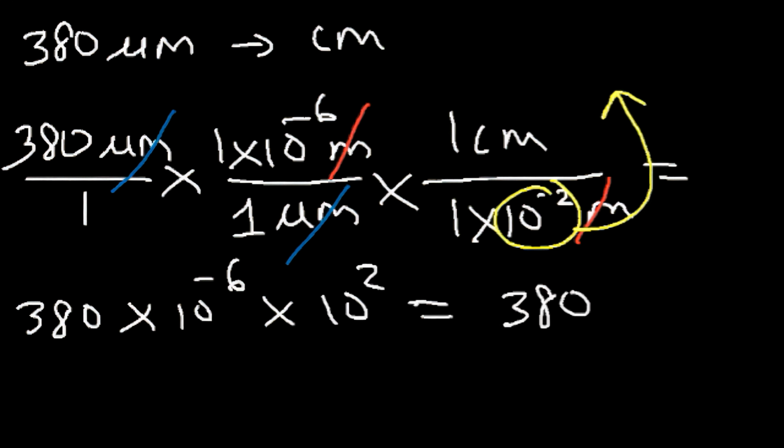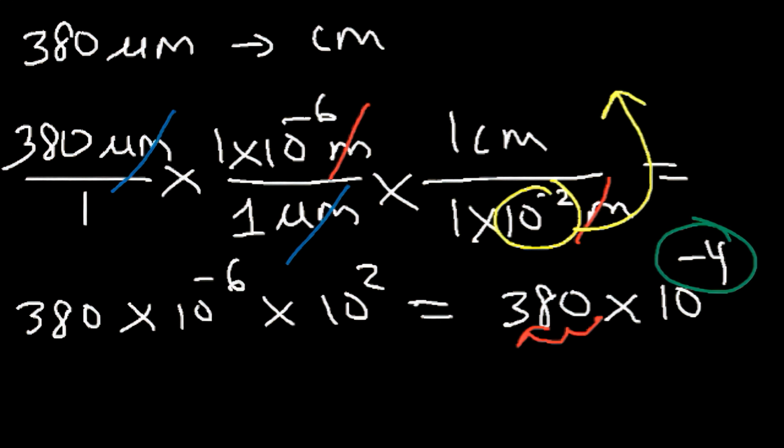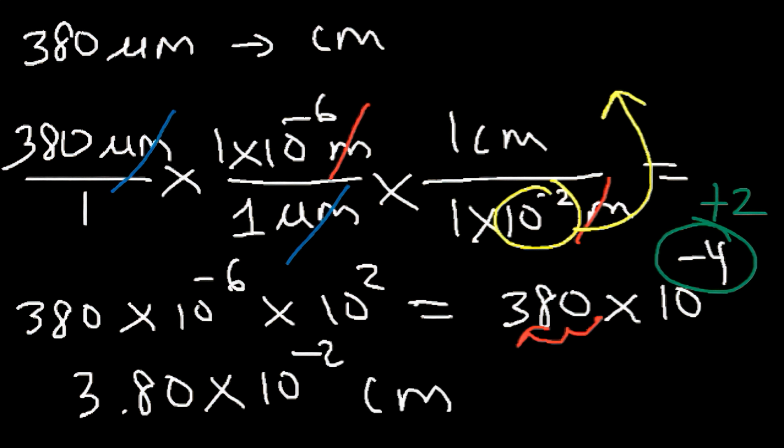Negative 6 plus 2 is negative 4, so we have 380 times 10 to the negative 4. Now we need to move the decimal so that it's between the 3 and the 8. The number has to be between 1 and 10. So we need to move it 2 units to the left. Whenever you need to move the decimal point to the left, you need to increase the exponent by the number of spaces you move to the left. So since we moved 2 units to the left, we got to add 2 to it. So it's going to be 3.80 times 10 to the negative 4 plus 2, which is negative 2. So this is the final answer in centimeters.